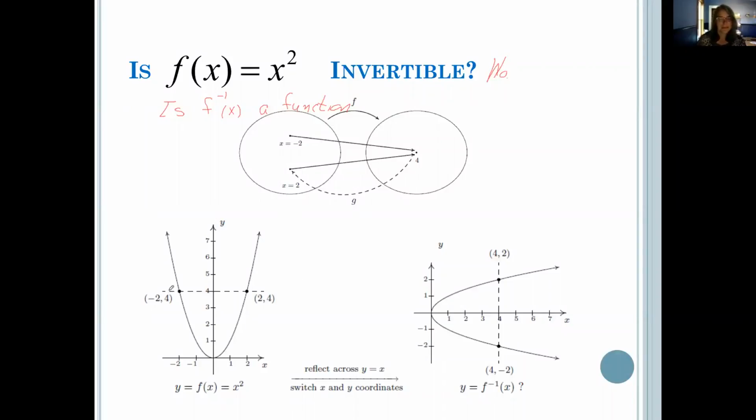Here's the thing. There's a thing called the horizontal line test. If you think about what happens when we mirror a graph across the line y equals x, it'll make sense. So a function passes the horizontal line test if a horizontal line only hits it once. If a function passes the horizontal line test, then its inverse will be a function. So every mathematical function will have an inverse relation, but those inverse relations may not be functions.